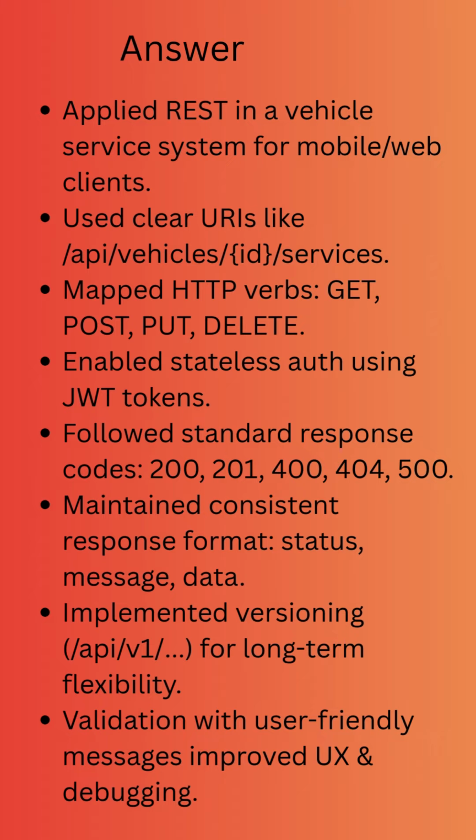First, we used clear resource-based URLs, for example, /api/vehicles to represent all vehicles, and /api/vehicles/services to get a specific vehicle's service history. This made it intuitive for both developers and clients to understand what each API did.